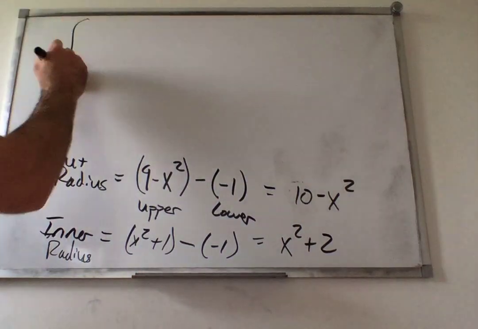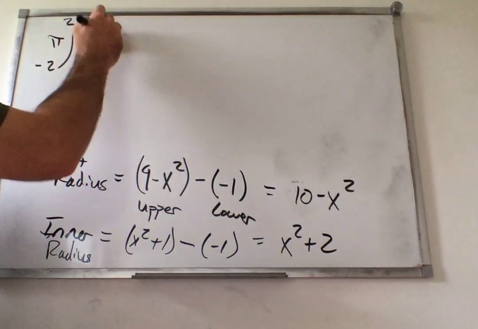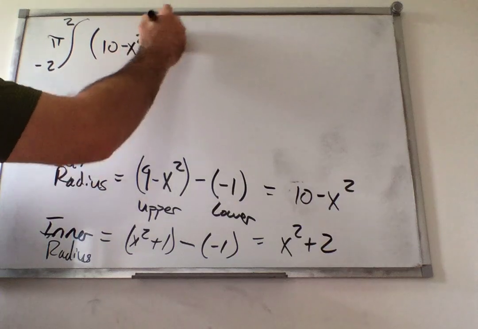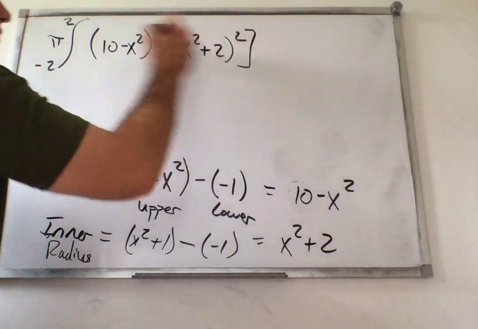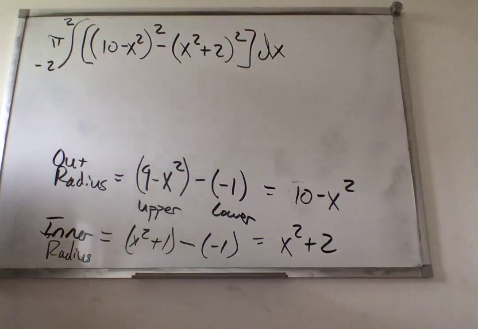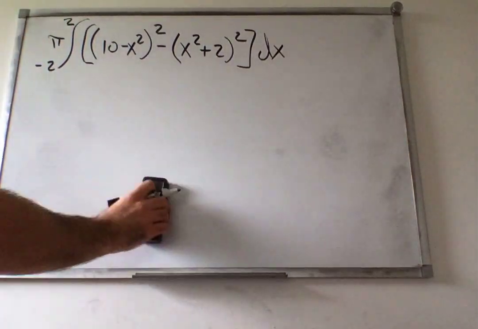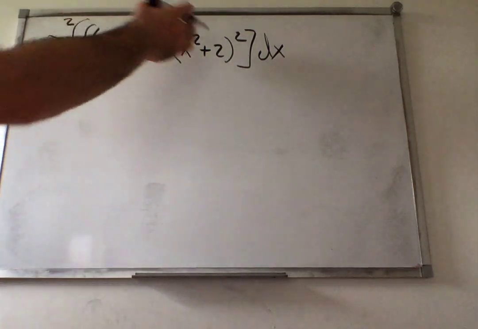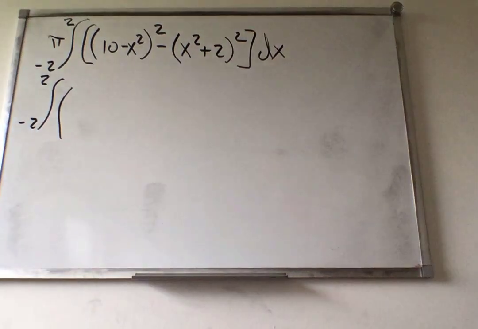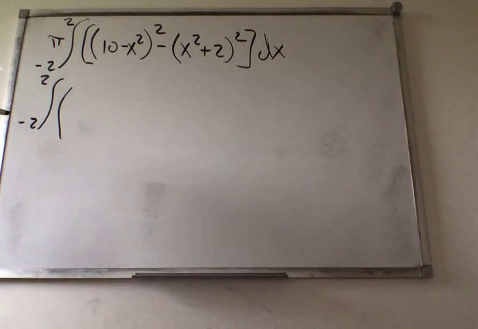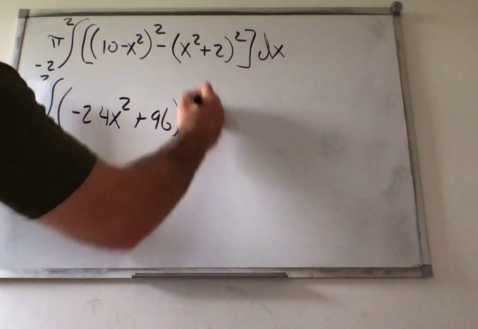So this becomes the integral from negative 2 to 2 of the outer radius. Oh, pi out front. The outer radius squared minus the inner radius squared dx. Now we just gotta FOIL this out, and then integrate. So, I already did that. Have it on the paper. You get negative 24x squared plus 96 dx.